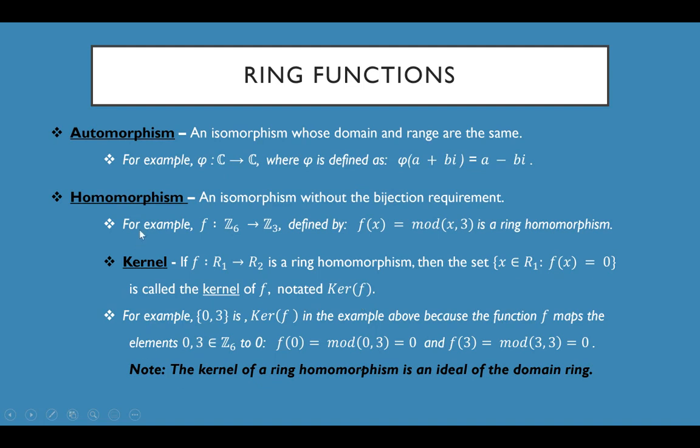In the example I've given above, the set containing 0, 3 is our kernel because f maps 0 and 3 in Z sub 6 to 0. f of 0 is equal to mod 0, 3, which is of course 0. And then f of 3 is mod 3, 3, which is also 0. So the function maps 0 and 3 to 0. So we would consider the set containing 0 and 3 the kernel of f.